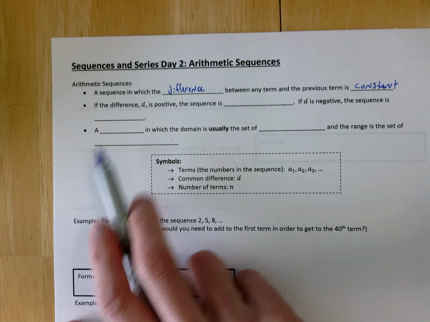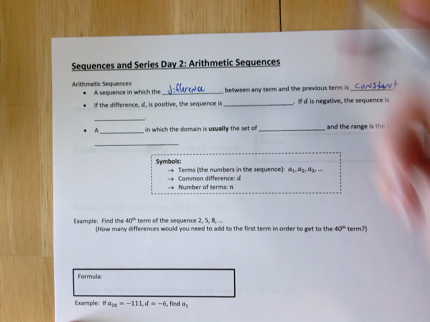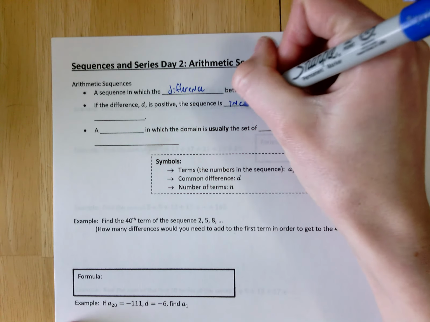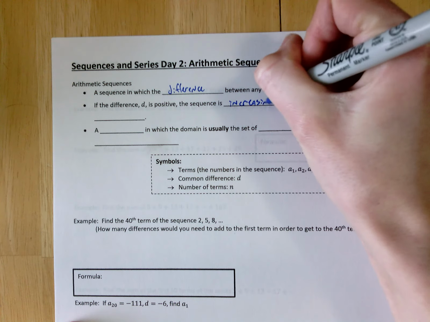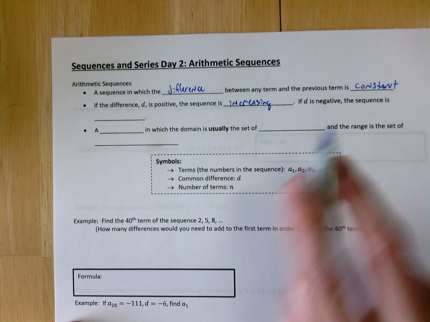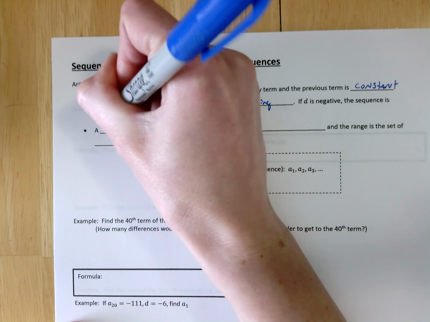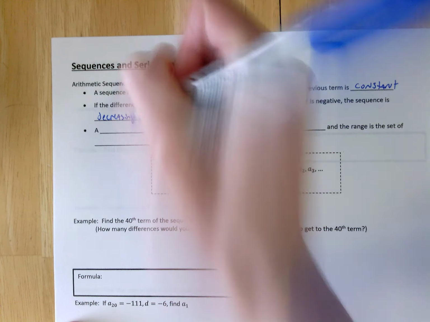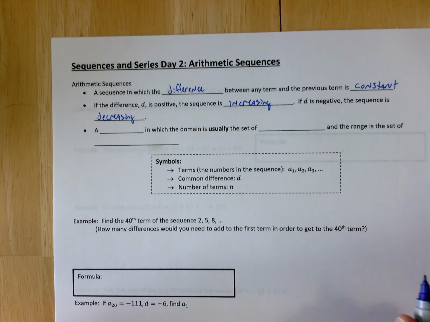The difference d, if that is positive, then your sequence will be increasing. Obviously, if you're always adding something and it's a positive number, it's going to go up. If d is negative, then the sequence will be decreasing, again obviously, because if you start with something and keep adding negatives, it's going to go down.